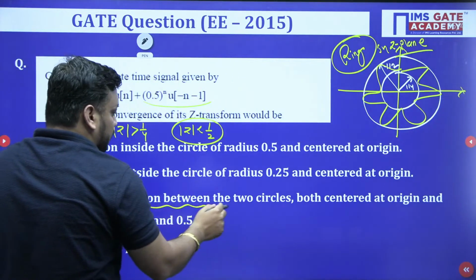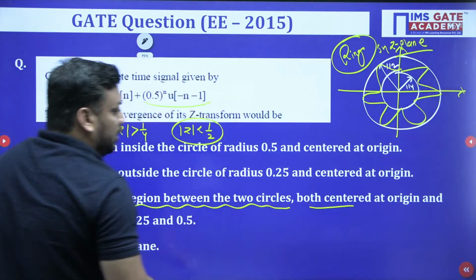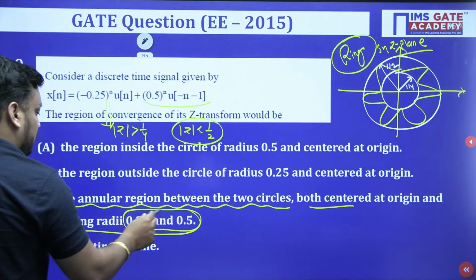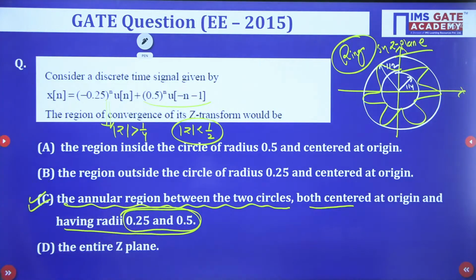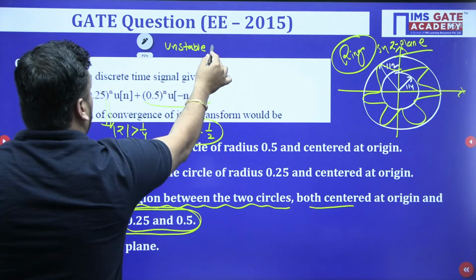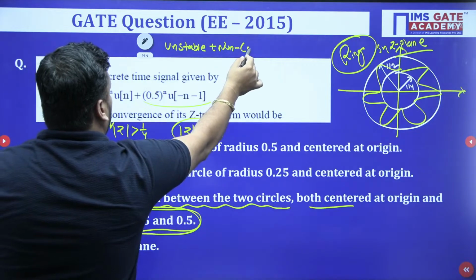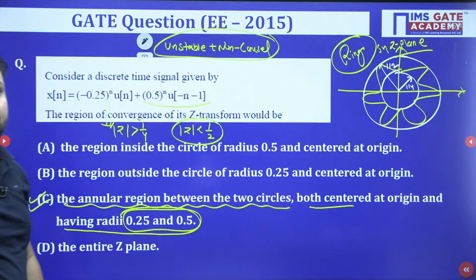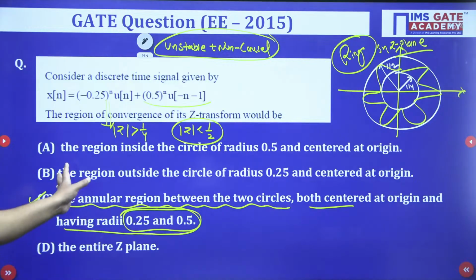The annular region between the two circles, both centered at the origin and having radius 0.25 to 0.5. And it is unstable and non-causal, for sure. Yes or no? Shabash. Let's go, guys, next question.